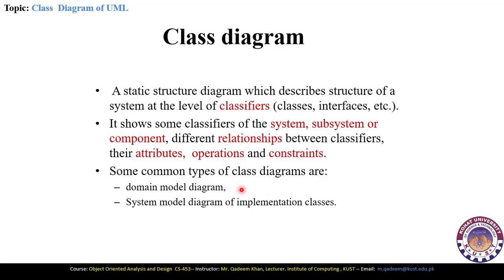Some common types of class diagram are called domain model class diagram and system model class diagram. The domain model class diagram represents the domain area of the problem, meaning only the domain models are implemented for representing a particular area of the project in which we are going to develop. But the system model class diagram represents the implementation classes inside of the class diagram. That means the system model is more relevant to the code of the project.